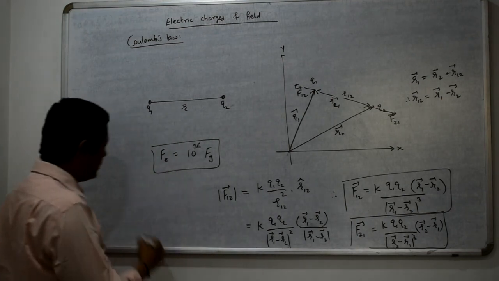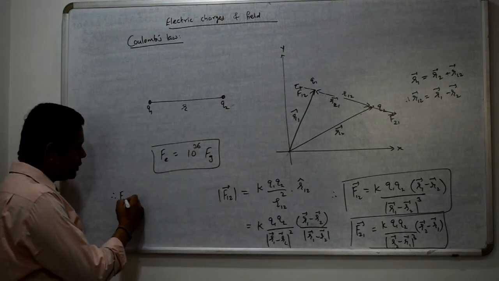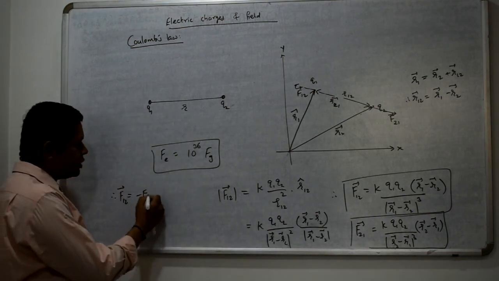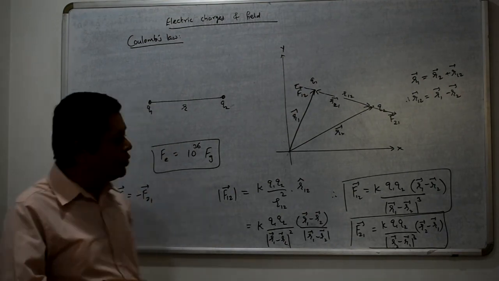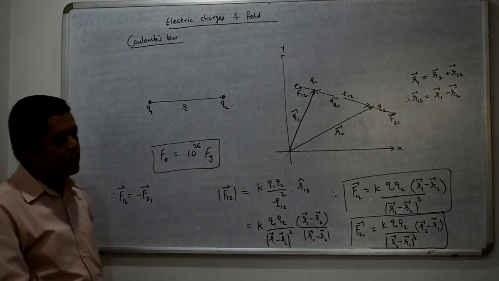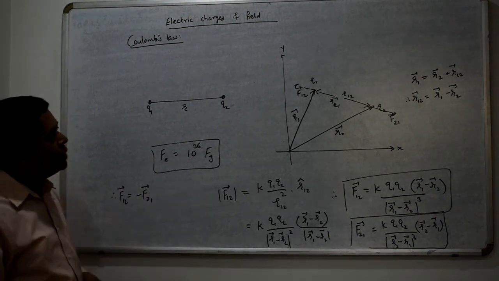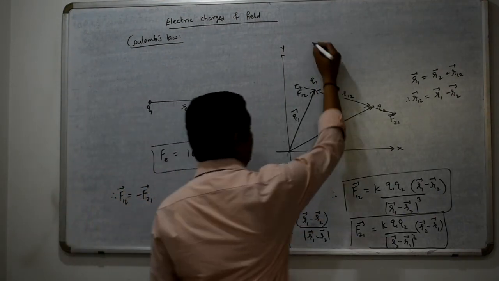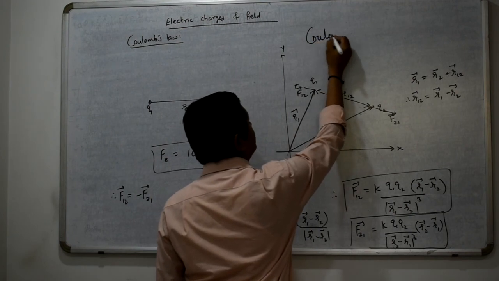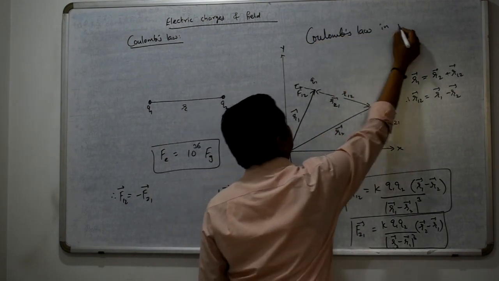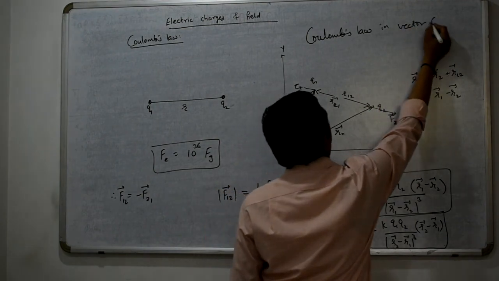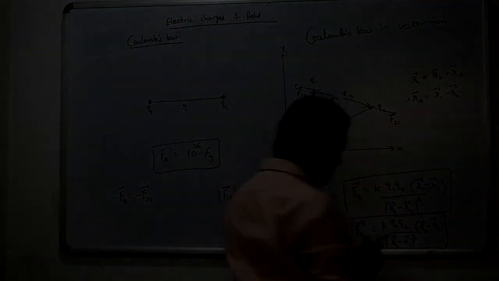So if you compare these two, you can write F12 is minus of F21. Both forces are equal in magnitude and opposite in direction. This way you can represent Coulomb's law in vector form.